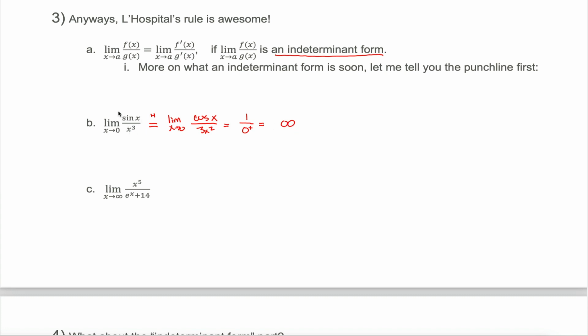Oh, right, and you said sine of x over x cubed was 0 over 0. Does that mean anytime I have a form that's 0 over 0, I get infinity as my answer? Absolutely not. The reason we get infinity as our answer here, very informally speaking, is because x cubed gets close to 0 quicker than sine of x does.